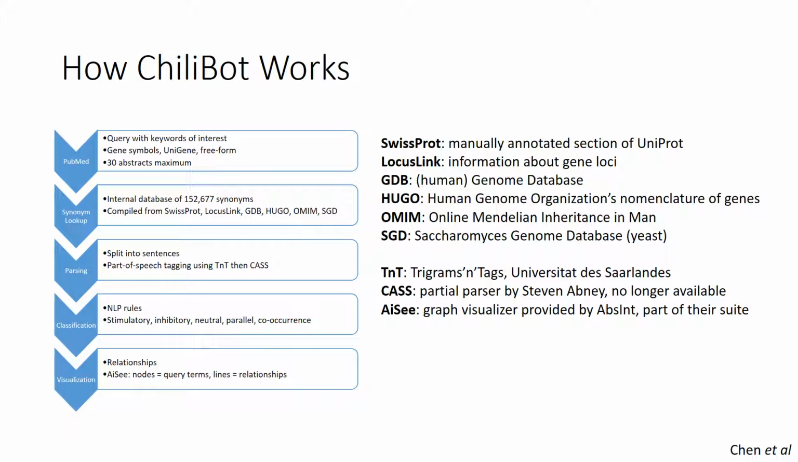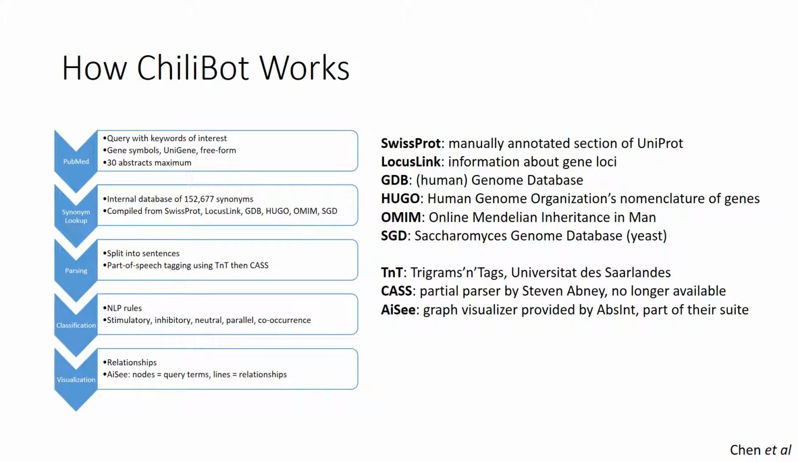Once it collects all the abstracts, you have to look up synonyms. So, for example, if we have a query for apoptosis, the system will also look for cell death. Now, the synonyms come from an internal database collected from 6 different databases. On the top right, you see the 6 databases that they were collected from.